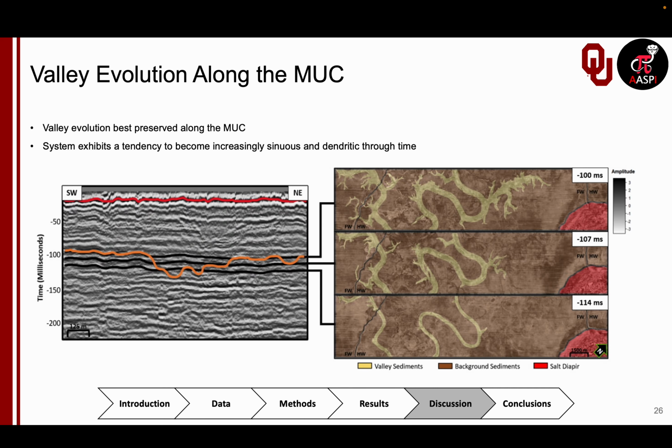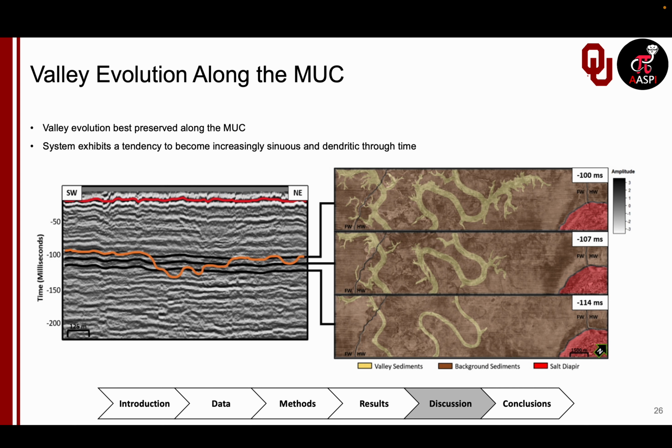Okay, so part of understanding the heterogeneity is understanding how these sequences and their system tracts vary vertically and laterally. So valley evolution is going to play a role in that. Now, valley evolution undoubtedly occurred along each unconformity. However, it was best preserved along our MUC.